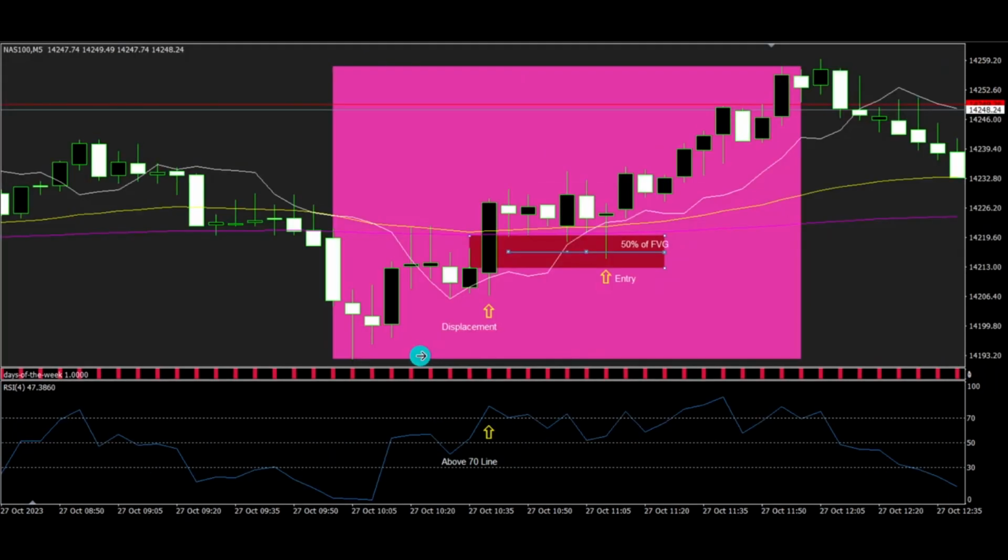Here is another example of displacement. Price moved to the upside and then crossed above the 70 line. That is true displacement. Then there was a retracement back into the fair value gap and hit the 50% level. That is your entry.